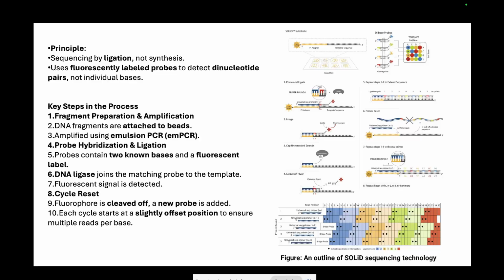Right, so firstly you fragment the DNA and you amplify the DNA, which is a basic step across all the technologies. Then these DNA fragments will be attached to beads, and these will be amplified using emulsion PCR. Then probe hybridization and ligation will occur, and the probes will contain two known bases and a fluorescent label. The DNA ligase will join the matching probe to the template, and the fluorescent signal will be detected. And this cycle will be repeated multiple times to get the whole sequence.